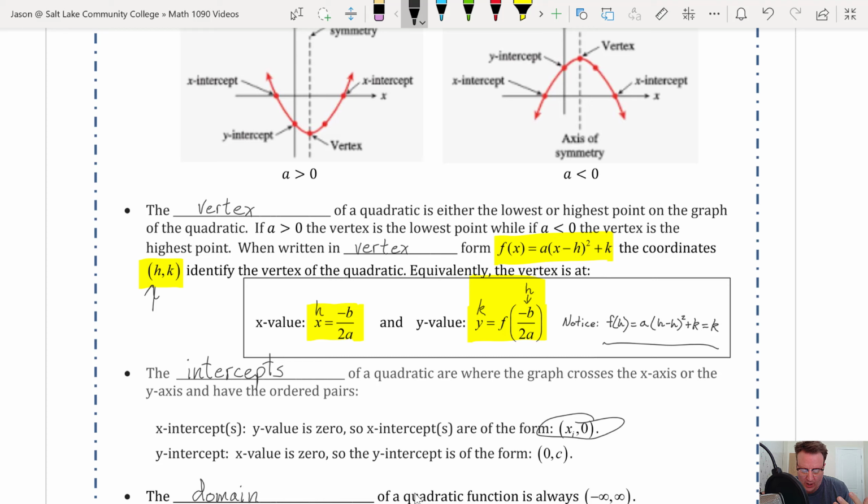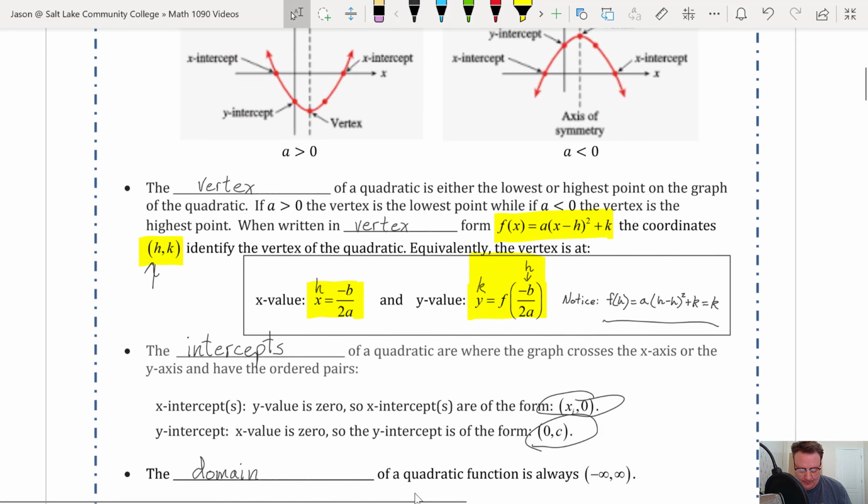Notice there can be multiple x-intercepts. There could be 0, 1, or 2 x-intercepts for a quadratic function. But a quadratic function will always have just one y-intercept, okay? And the y-intercept will always be of the form (0, some number), like c here, okay? So why always of that form? Well, because every single point on the y-axis has an x-coordinate of 0, okay?